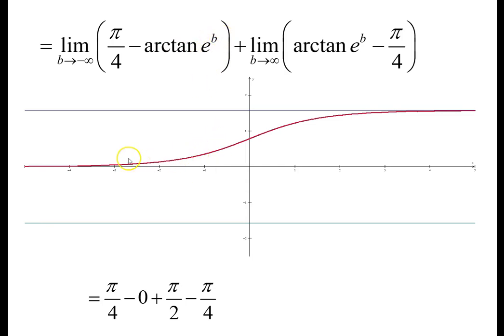It's arctangent as x, or b, goes out to negative infinity. These values for the limit here approach 0. So that's this 0 right here. So this first expression becomes pi over 4 minus 0.